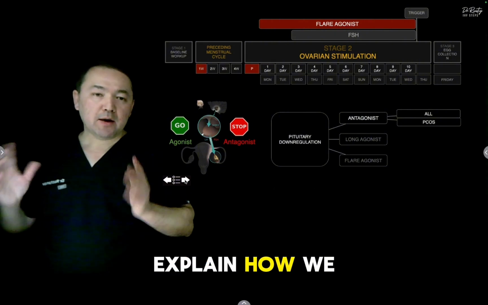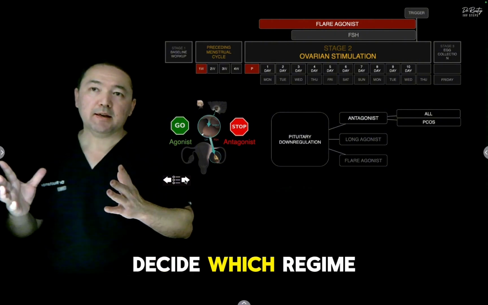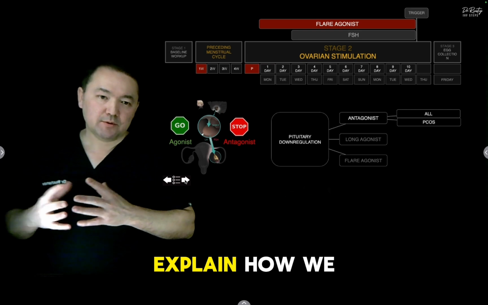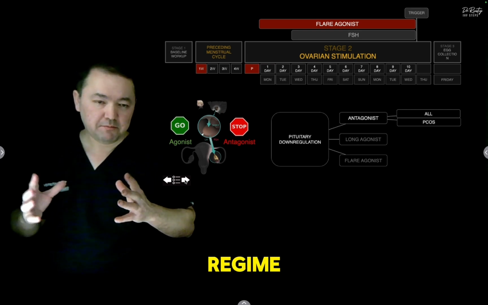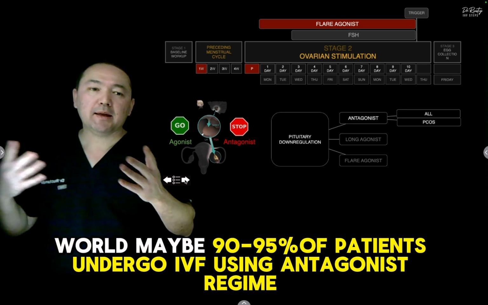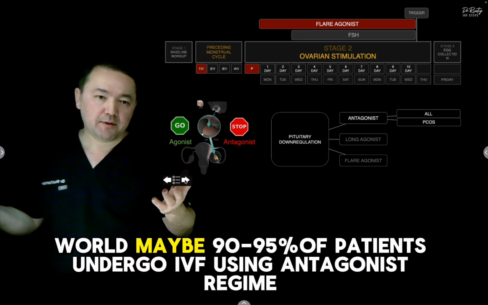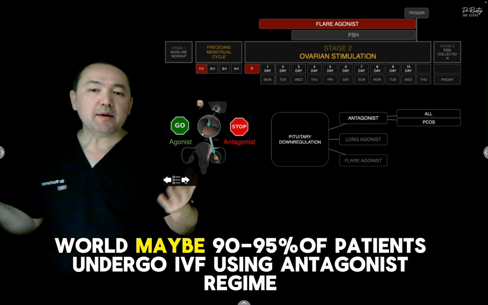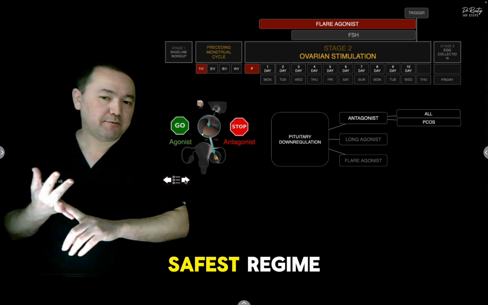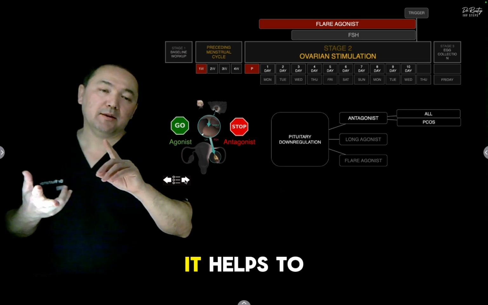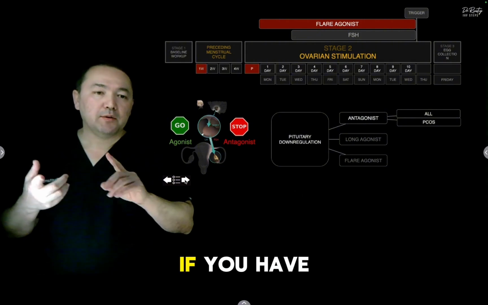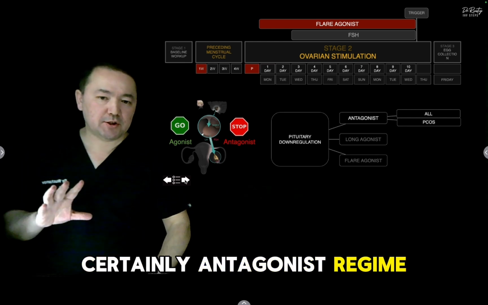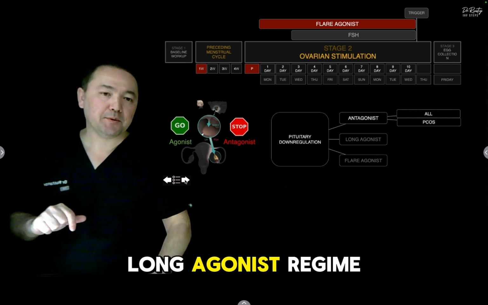Now I will explain how we decide which regime to use. Today the most commonly used regime is the antagonist regime. Probably across the world, maybe 90-95% of patients undergo IVF using the antagonist regime. Why? Because this is the simplest and safest regime, and it also helps to reduce the risk of ovarian hyperstimulation syndrome. If you have PCOS, for example, the antagonist regime is certainly the right regime for you.